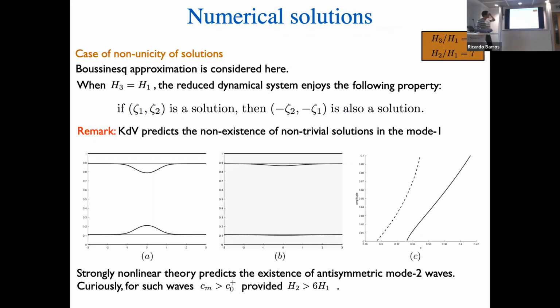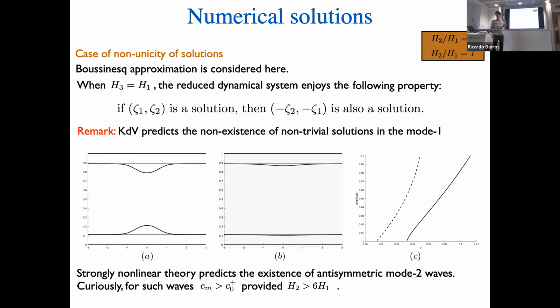Now, another thing that we could do using this model is the following. I'm using the case of the Boussinesq approximation, which simplifies the system, and I will look at a particularly idealized situation where you have a lot of symmetry. I'm considering that the top and bottom layers have the same thickness at rest. When you look at the dynamical system under the Boussinesq approximation, you realize that you have the following property: if (zeta1, zeta2) is a solution, then (minus zeta2, minus zeta1) will also be a solution.